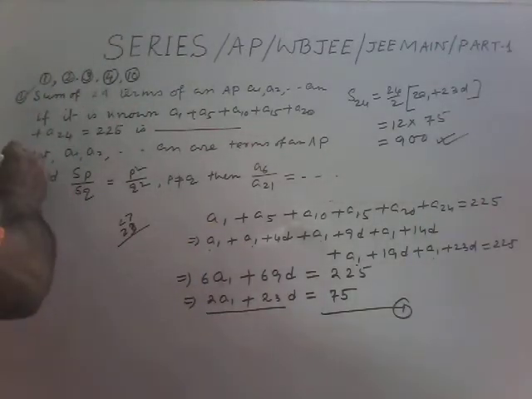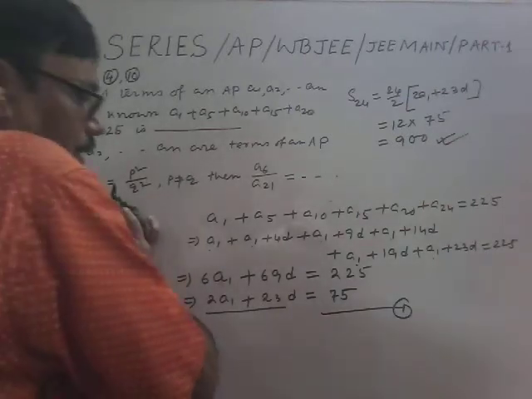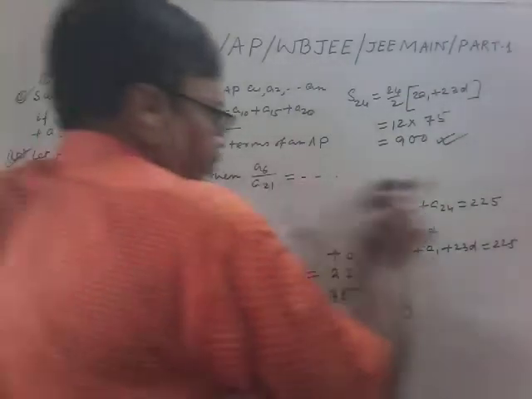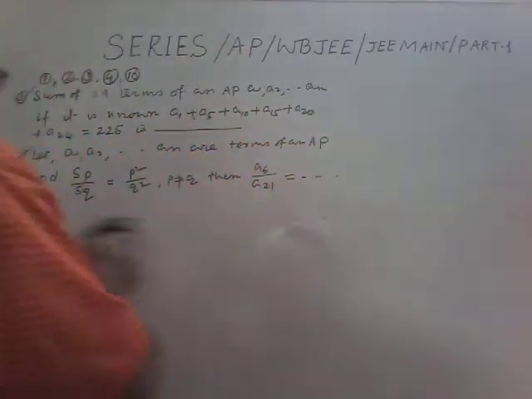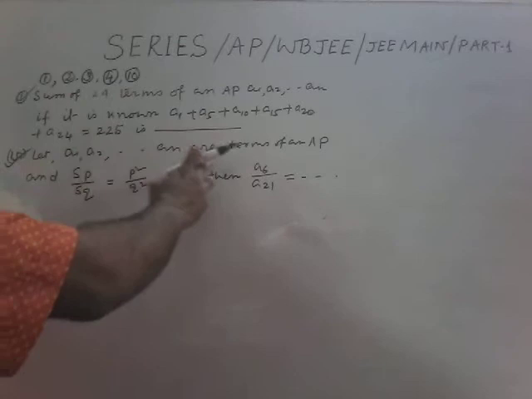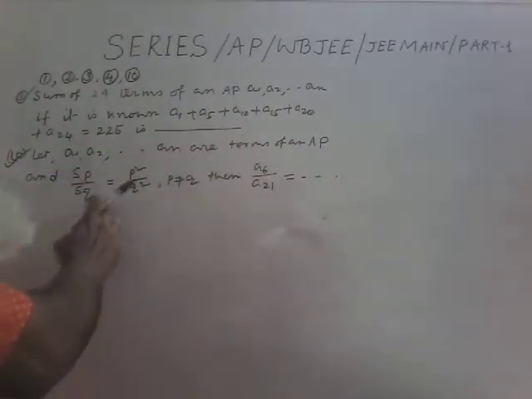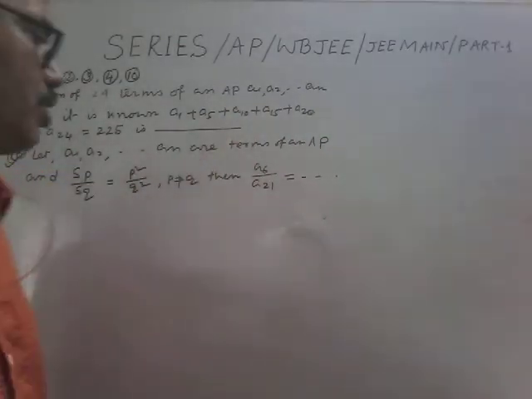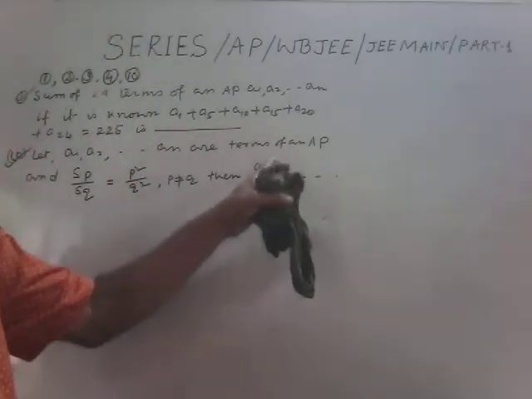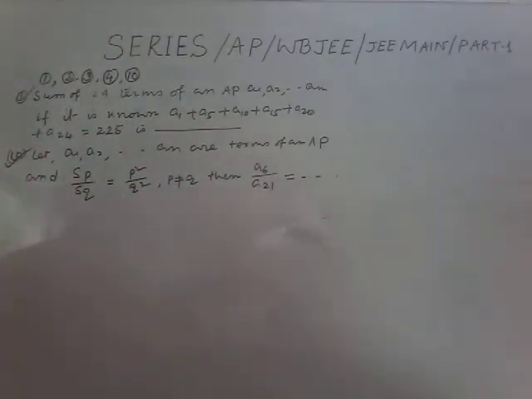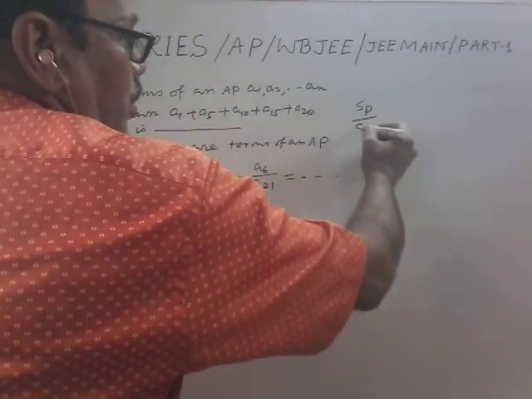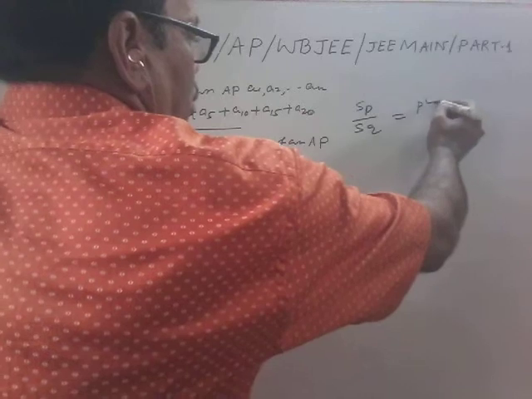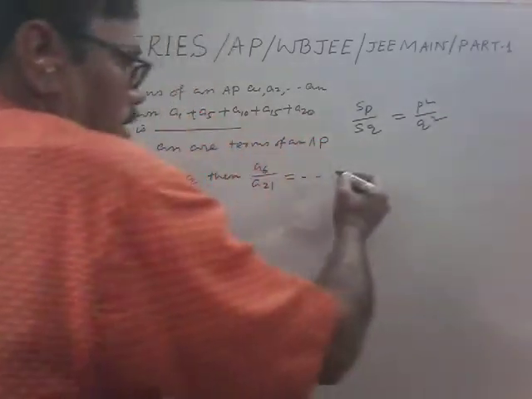Next, problem number 10. Same type of problem. So look, A1, A2, ..., An are in AP. SP by SQ equals P square by Q square. Find A6 by A21. So SP by SQ, this is the given condition, P square by Q square.